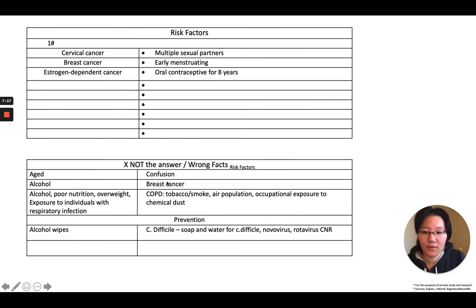Another example is confusion. Age is not a risk factor for confusion. Here's the prevention or management. For C. diff, norovirus, and rotavirus, we do not use alcohol wipes. They do not help with destroying the organisms. We need to use soap and water to wash our hands.